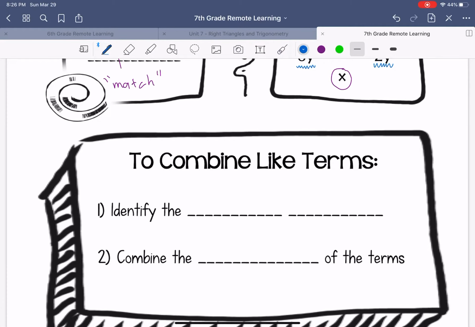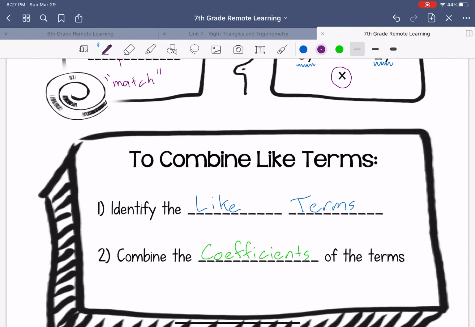So now let's talk about combining them. So we have 2 steps. First, we're going to identify the like terms. So we need to identify what matches. And then, second, we're going to combine the coefficients of the terms.